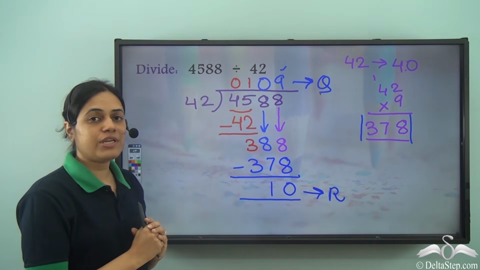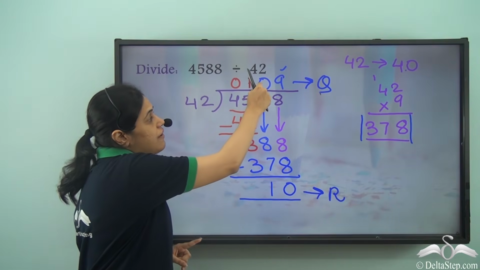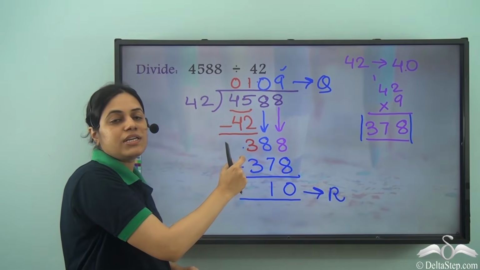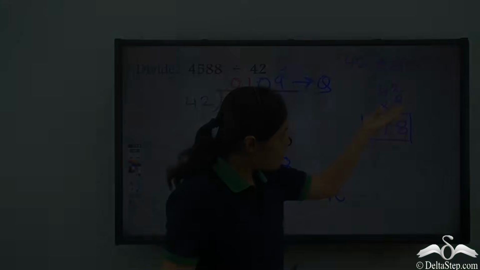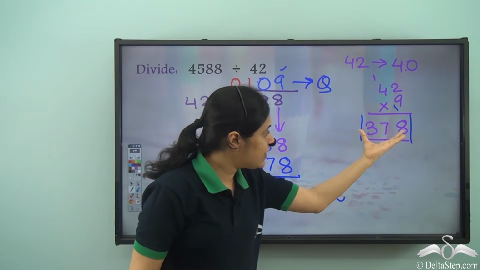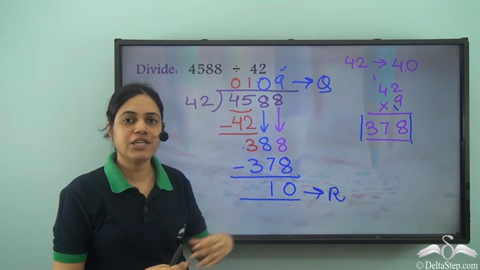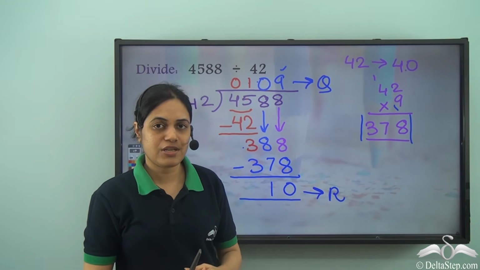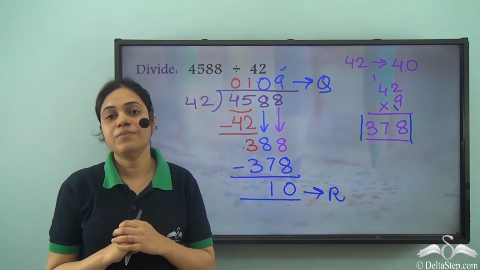Remember a few things. This 0. This is a very common mistake. Never forget to write this 0. When you are bringing this 8 down, still 42 goes into 38 0 times. We need to write this 0. Also, when we have 9 and we get something less than this, then we cannot check by any other digit greater than 9, because 9 is the greatest one digit number. So the quotient is 109 and the remainder is 10.